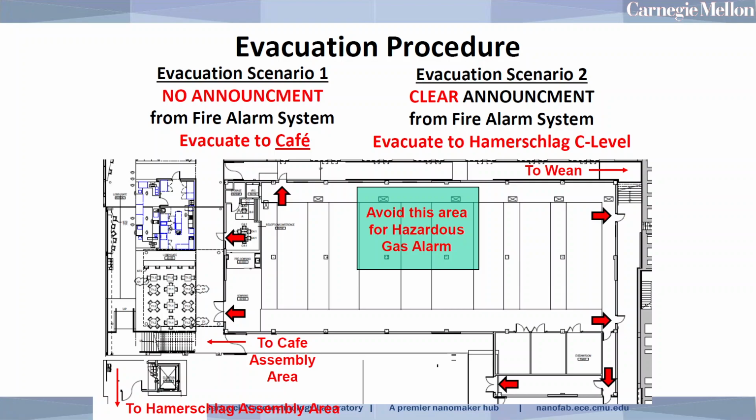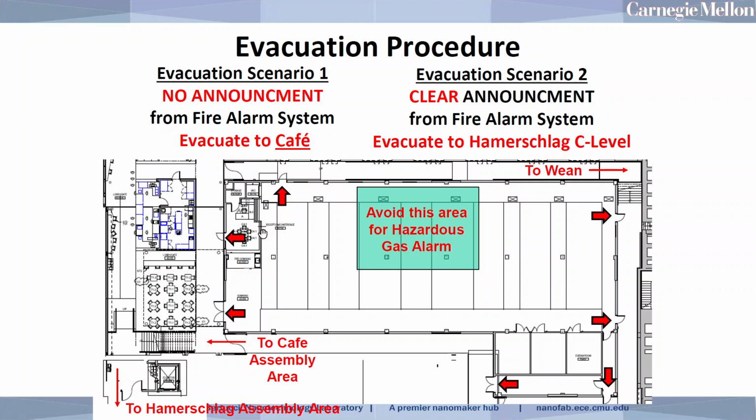If there is a gas detection, depending on where the gas detection is, it may trigger just an evacuation of the clean room, or it may trigger a building level evacuation. So that's what we're talking about with evacuation scenario 2: a clear announcement from the fire alarm system that would tell you to exit the clean room.